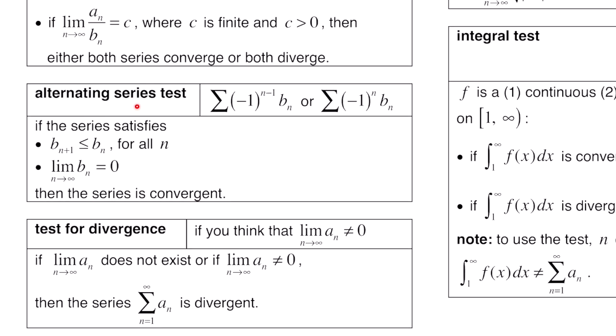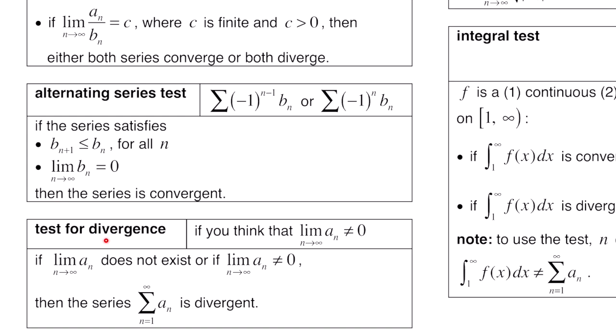The alternating series test, you'll have something of this form where you have this -1 to the n-1, or you have -1 to the n in front of your b sub n. If the series satisfies these two conditions, first, that the terms are decreasing, and then second, the limit as n goes to infinity of b sub n equals 0, then by the alternating series test, the series is convergent.